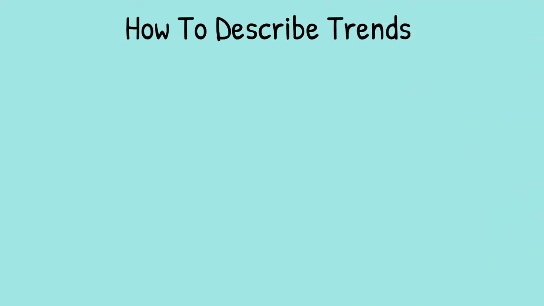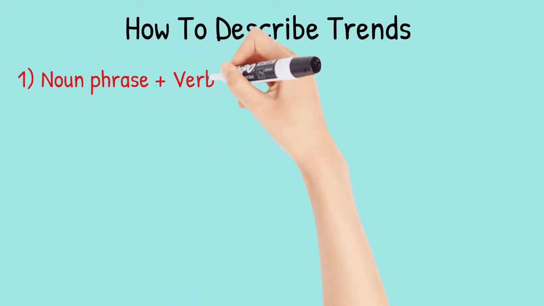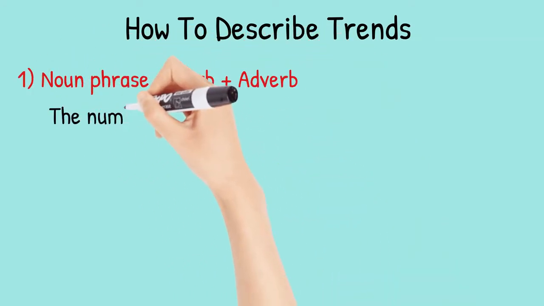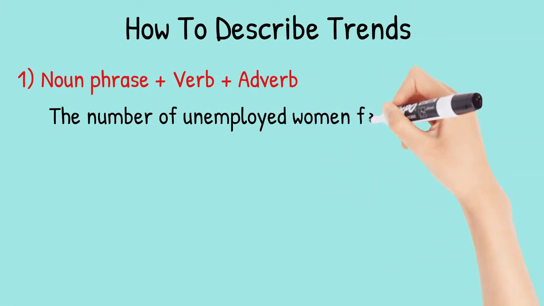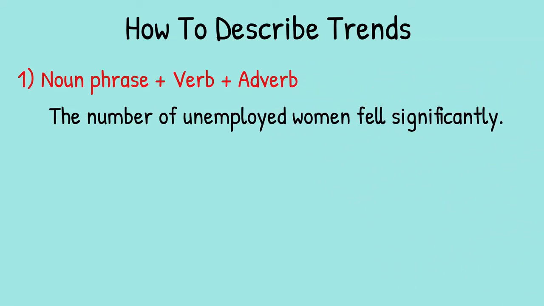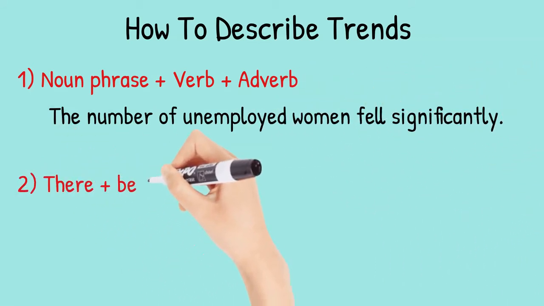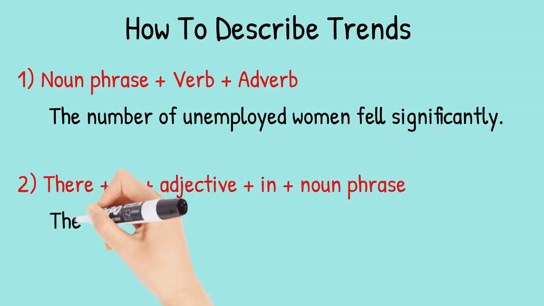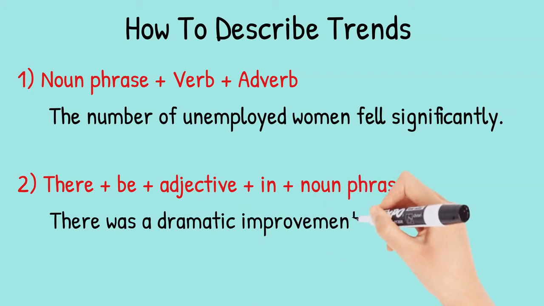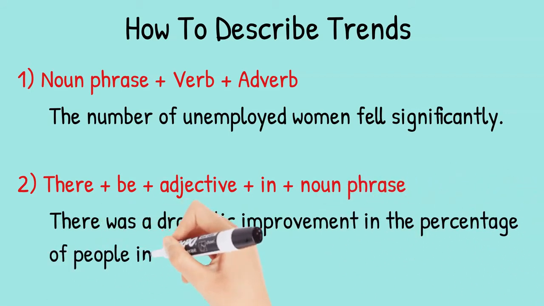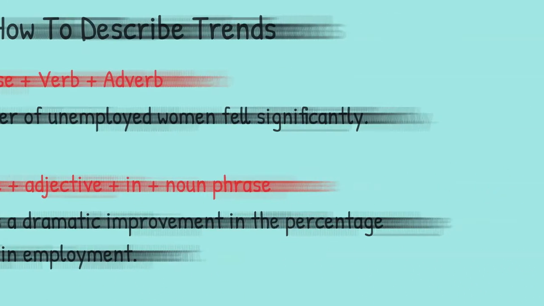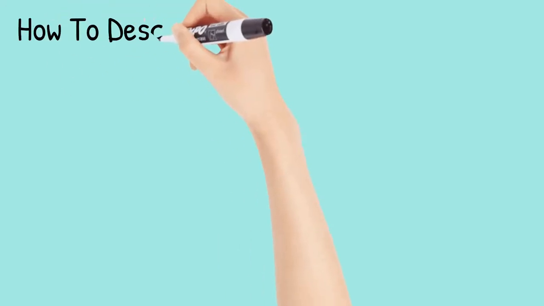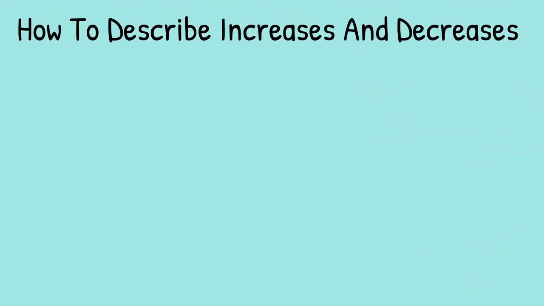The most useful grammatical structures for describing trends are noun phrase plus verb plus adverb. For example, the number of unemployed women fell significantly. The next structure you could use is there plus be plus adjective plus in plus a noun phrase. For example, there was a dramatic improvement in the percentage of people in employment. Now let's have a look at how to describe increases and decreases.